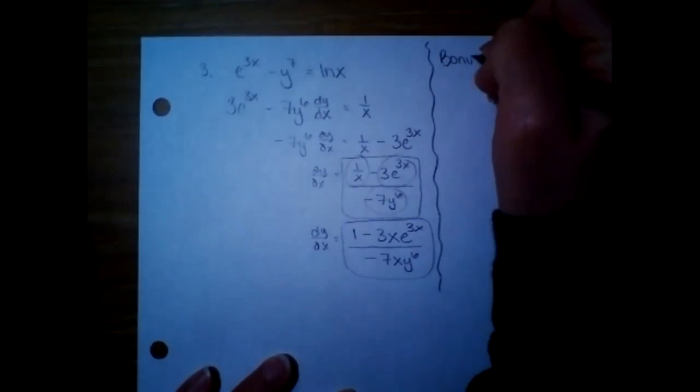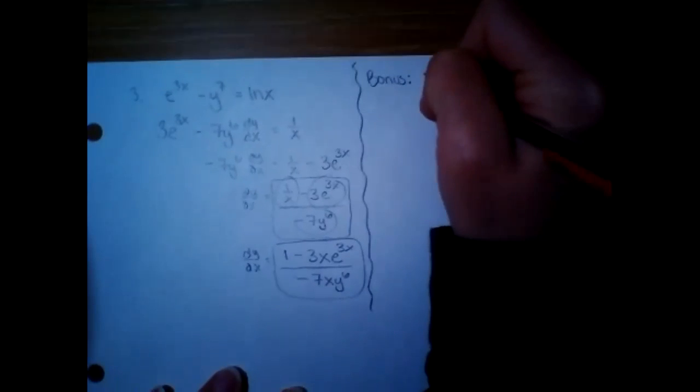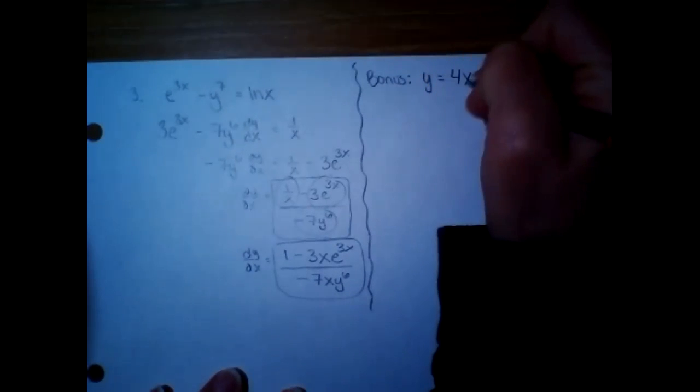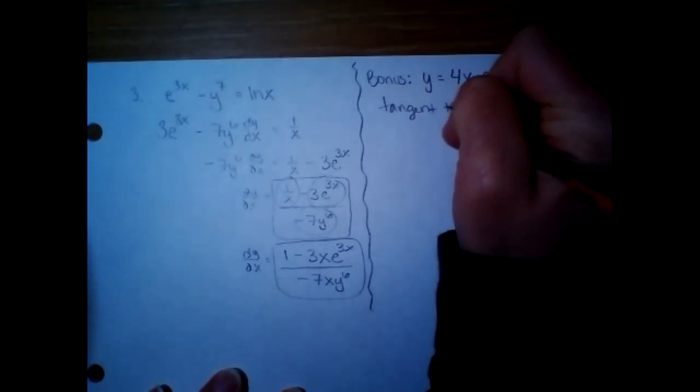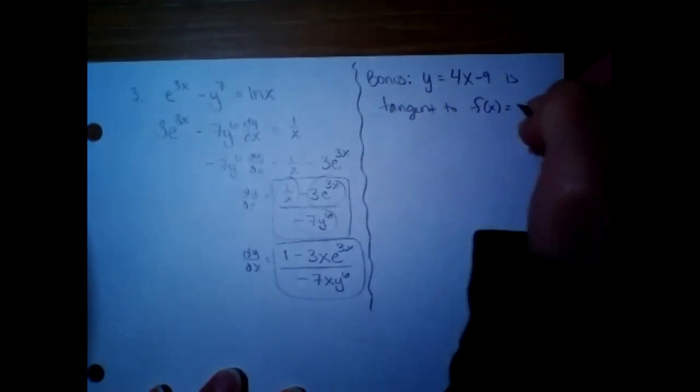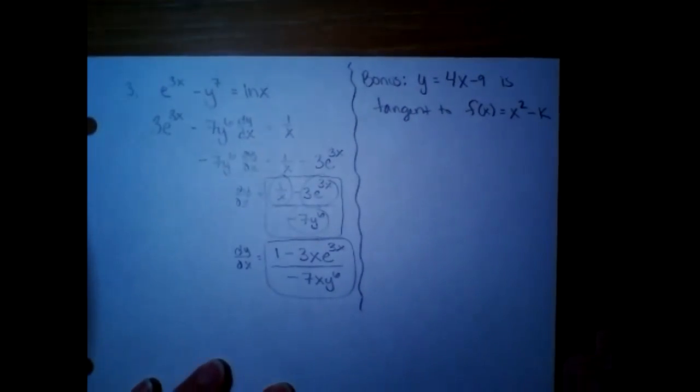And then we're going to look at the bonus question. So it says y equals 4x minus 9 is tangent to this function. And our goal is to find k. K is going to just be some number. So k is just going to be a value. So that's what we're trying to find.